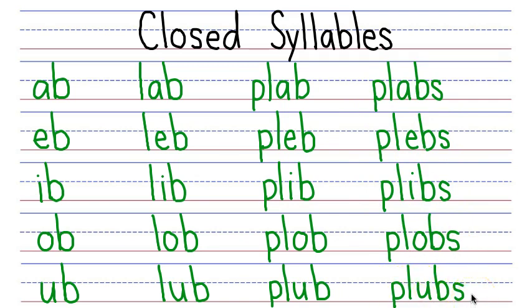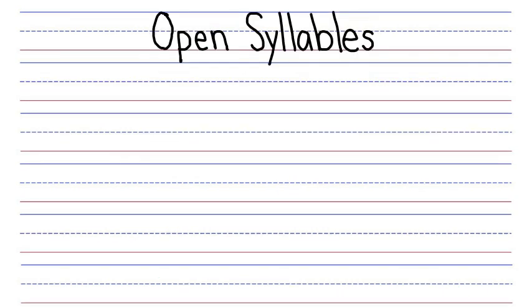These are all examples of closed syllables because in each one you have a single vowel letter that is closed in by one or more consonant letters. Now let's write and read some open syllables.